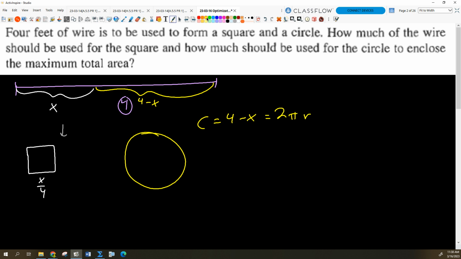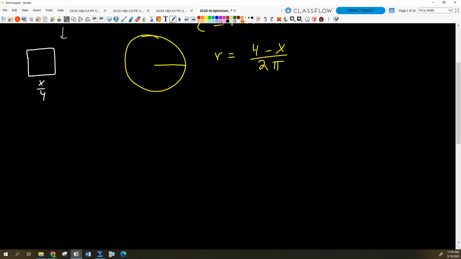So if we want to solve for radius, I'm just going to divide each side through by 2 pi. And so the radius of this thing is just 4 minus x over 2 pi, right? Well, those are the pieces I need to add up the individual areas. And the total area is just the sum of the two areas of those shapes we're creating, right? So our total area, our area function, is going to equal, what's the area of that square?